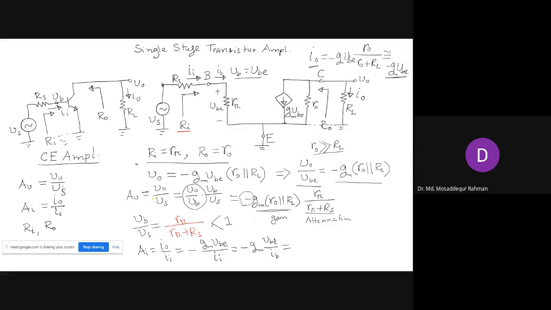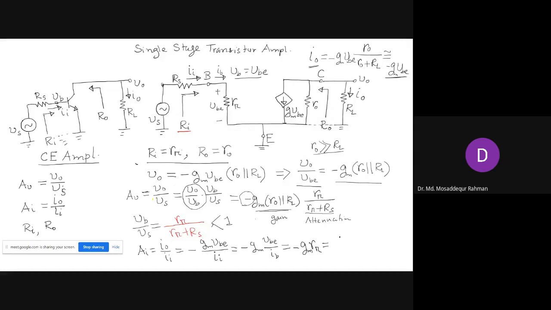Now, what is VB by IB? R pi. Right. So that is the resistance R pi here, because you see that VB is the voltage across the resistance R pi, and IB is the current that is flowing into R pi. So VB by IB is R pi. So this we write here minus GM R pi. Right.